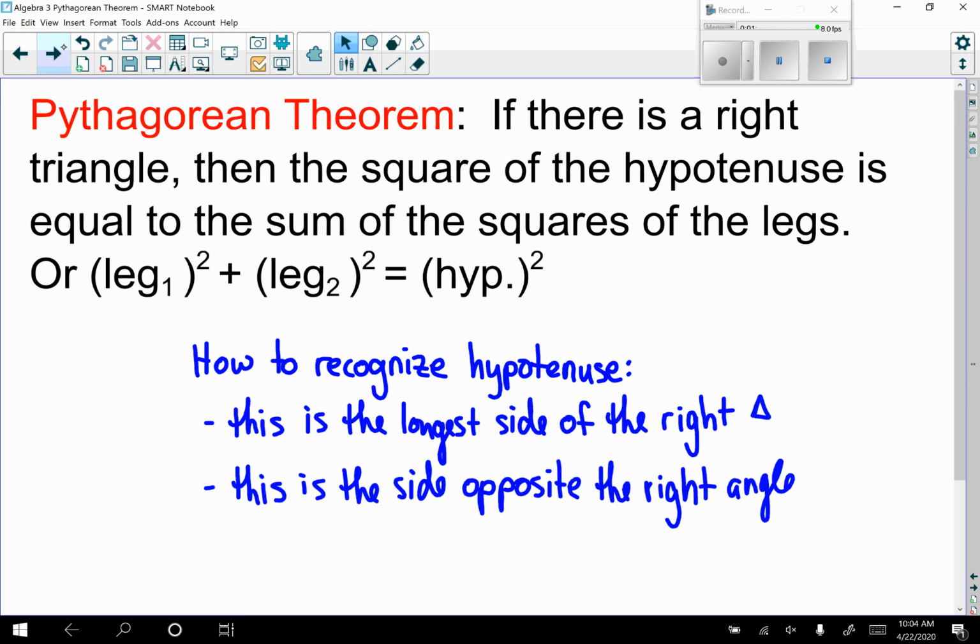Now, if you're looking at a figure of a right triangle, the hypotenuse is always the side that's going to be opposite or across from the right angle. If you're not given a figure and you're just looking at the side lengths, the hypotenuse is always going to be the longest side of the right triangle. So I just have some notes here on how to recognize the hypotenuse. Feel free to pause at any time so that you can copy all of this down.